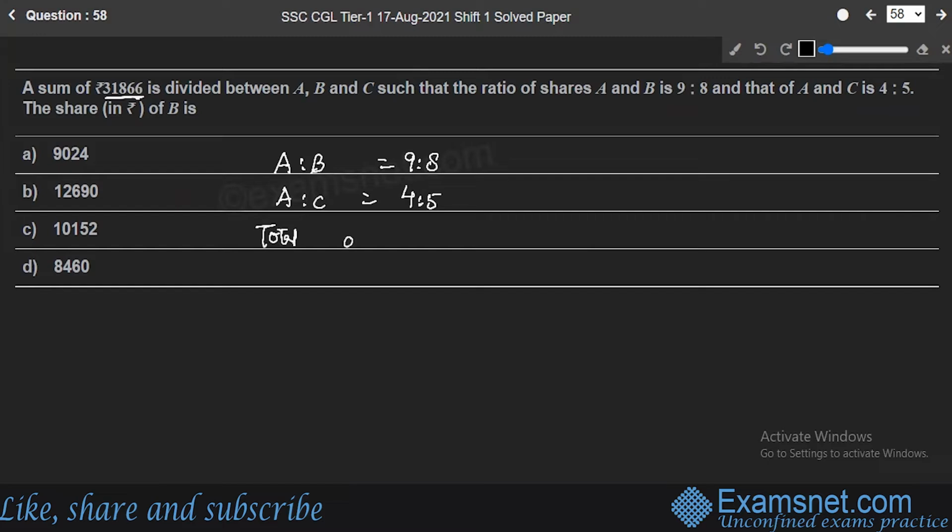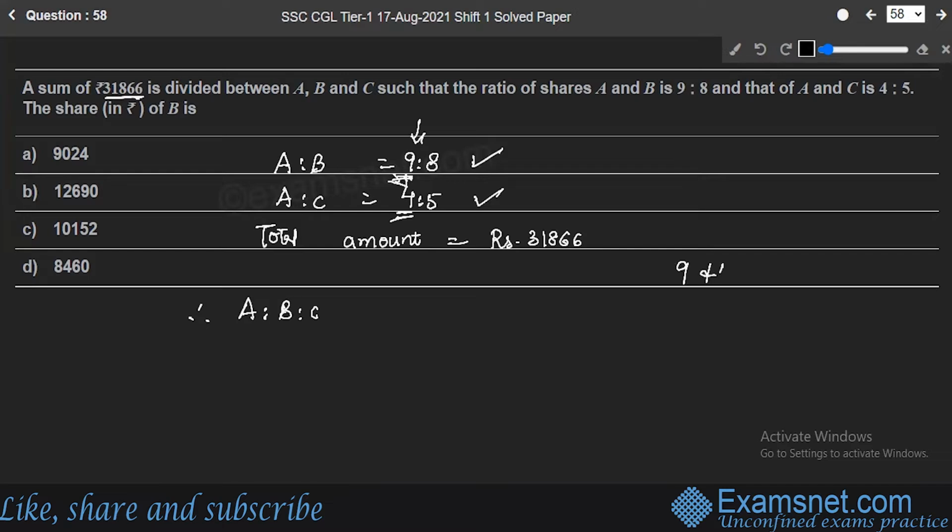Total amount is equal to rupees 31,866. Correct. You are given the A to B ratio and the A to C ratio. You have to find out something like A is to B is to C. And how are you going to do this? You have to make these two terms the same. Here the ratio of A and here the ratio of A should be made equal so that we can have the collective ratio of A, B and C.